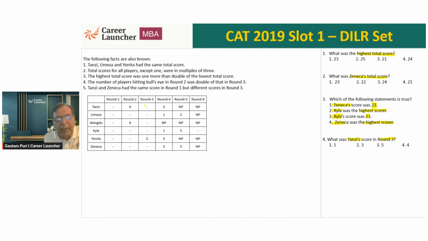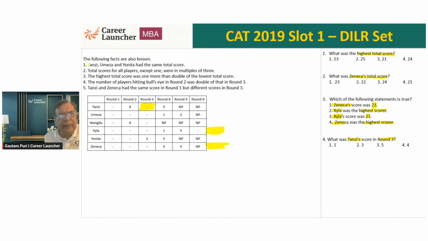So what do I need to know? I need to know Tanzi's score in round 3. Okay. Secondly, I need to know total score of Zyla. I need to know total score of Zenika. Okay. I need to know these things more than anything else. Okay. And Zenika हो गया, Zyla हो गया. Why Zyla? Because question number 3 में. So ये मेरे को focus रखना है. चलो अब लेके चलते हैं. Okay. Let's start putting the data.